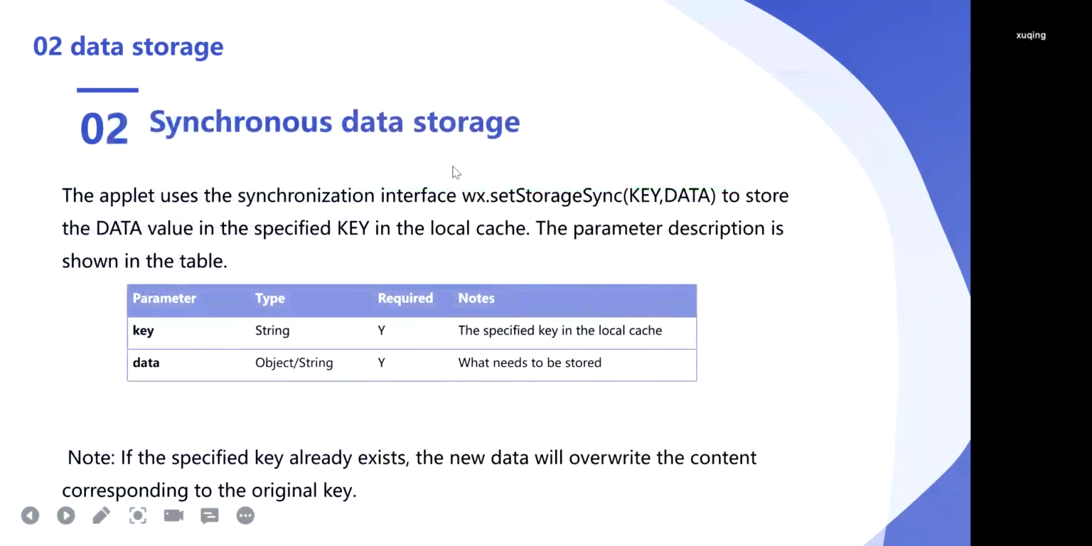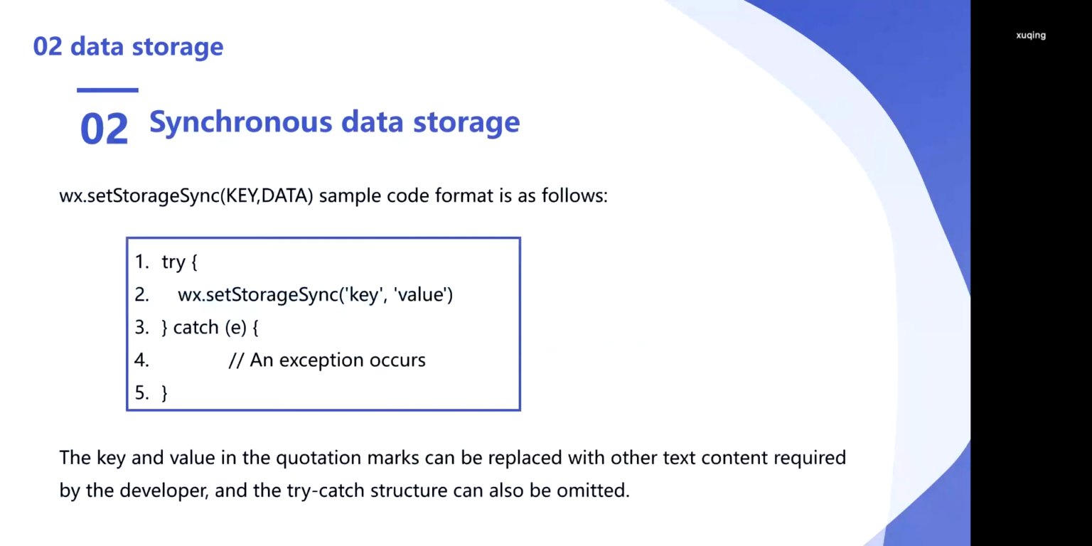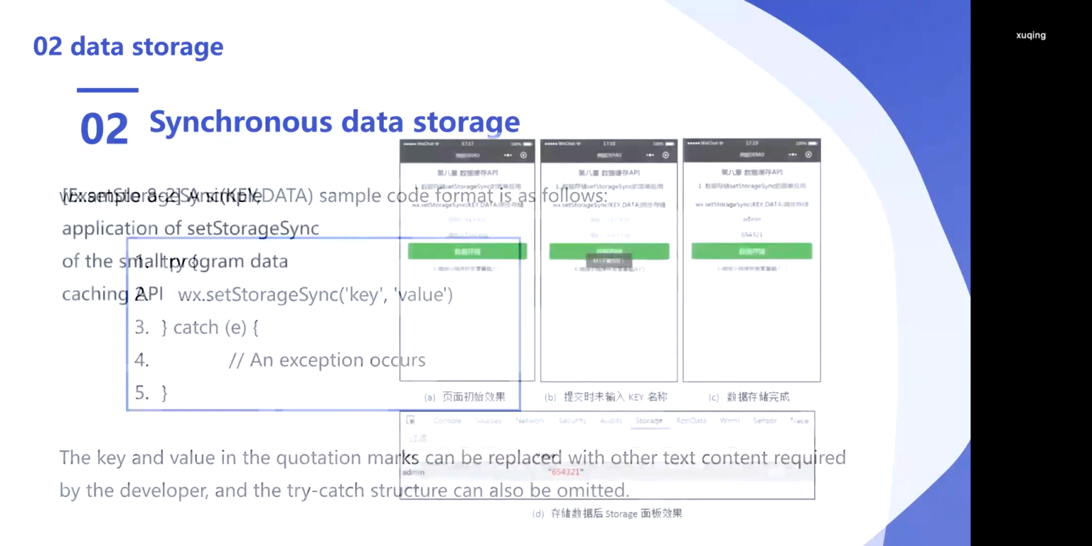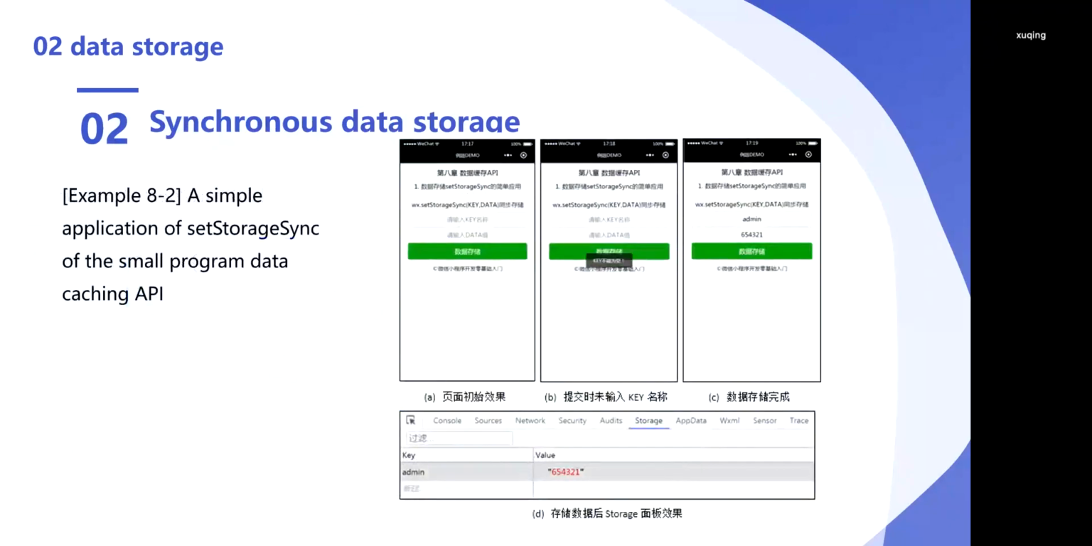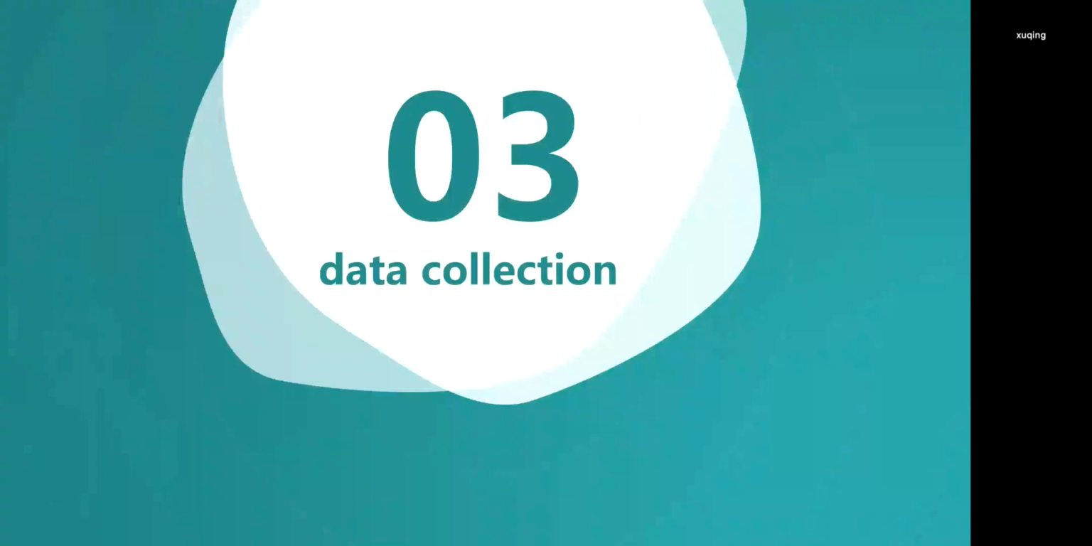And for this set storage sync interface, we have just 2 parameters: key and data. So you see, we have something different to write this synchronous data storage. Yeah, you can try it. As I have left it as an assignment, I will not do it here now. And we'll continue with the data collection.